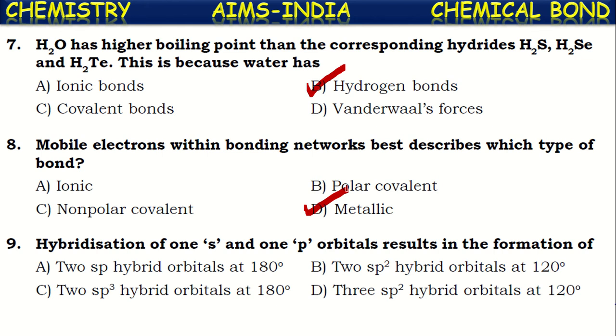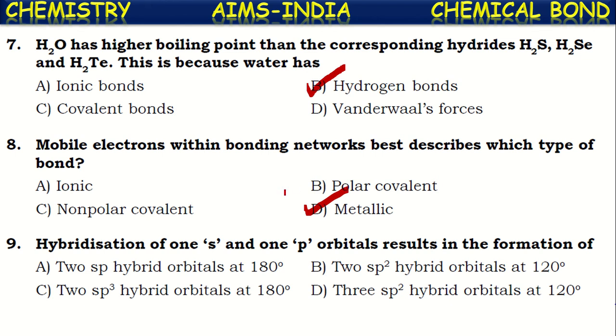Next one. Hybridization of one s orbital and one p orbital results in the formation of what? We know that the number of orbitals intermixing with each other is equal to the number of hybrid orbitals formed in the hybridization process. So here one s orbital and one p orbital are intermixing, and hence they result in the formation of two hybrid orbitals. They are named based on the type of orbitals intermixed, one s and one p, and hence these two hybrid orbitals formed are called sp hybridized orbitals.